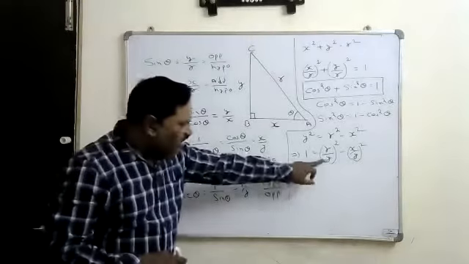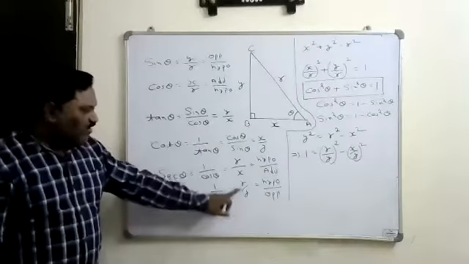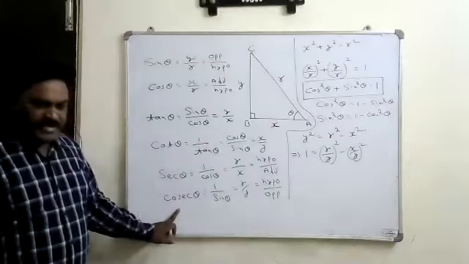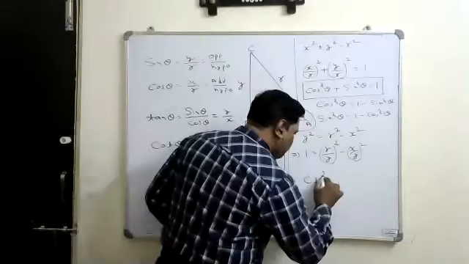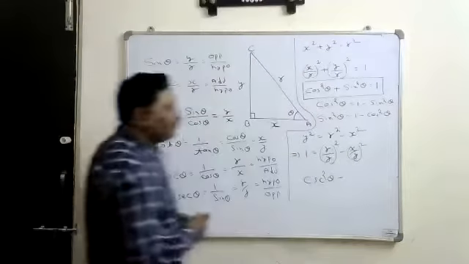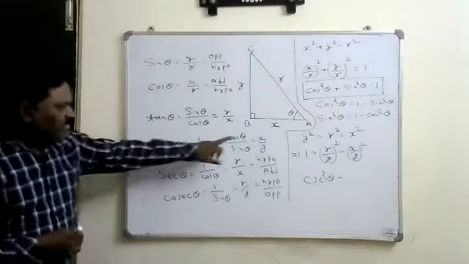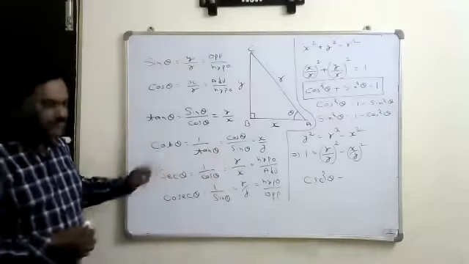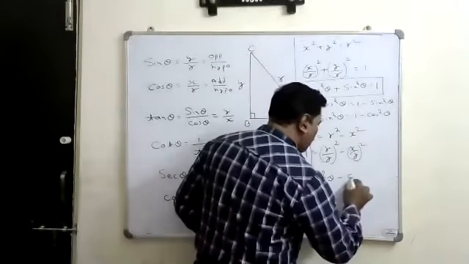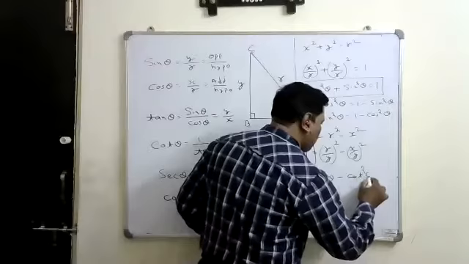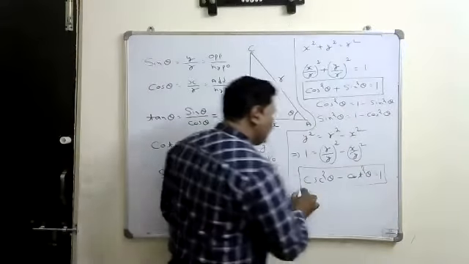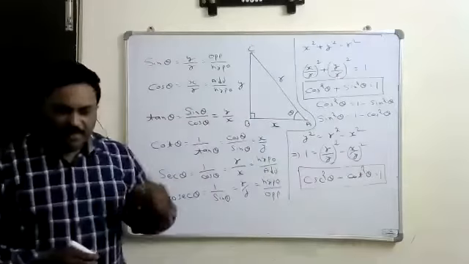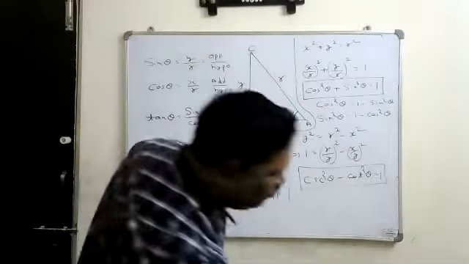Now what does r by y represent? r by y is cosecant. So it is cosecant square theta, minus x by y. What does x by y represent? Cot theta. Minus cot square theta is equal to 1. So this is the second identity: cosecant square theta minus cot square theta is equal to 1.